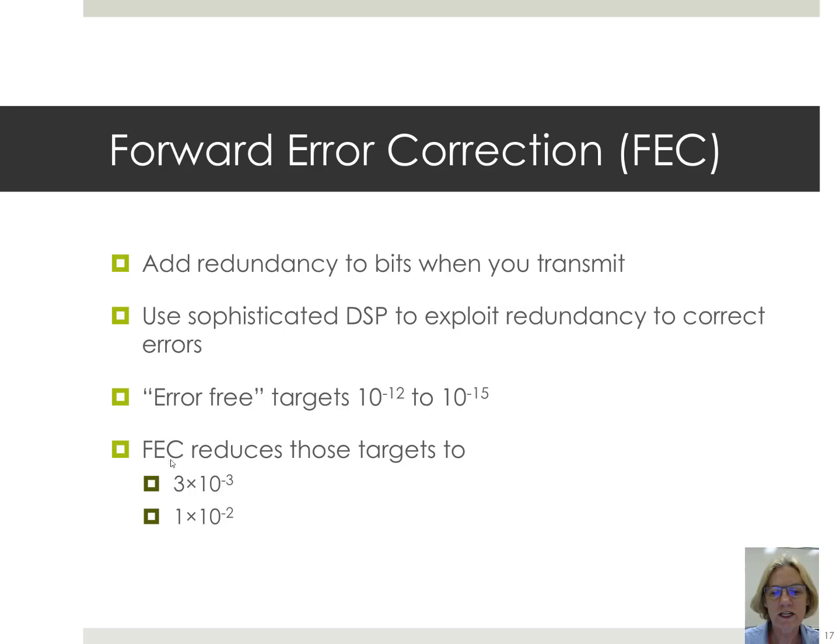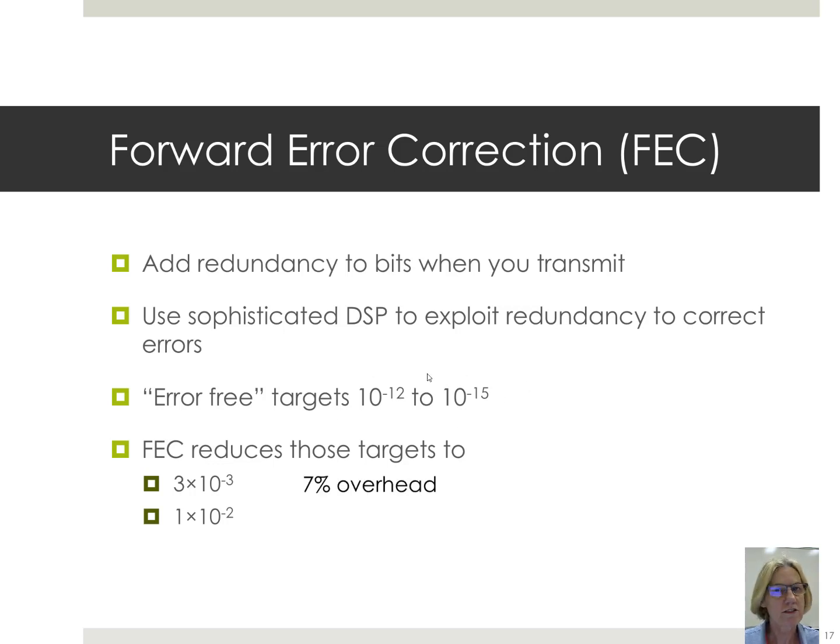I mentioned 2 levels here. These are known as thresholds. So if my bare channel with no correction can reach these levels, then when I add forward error correction, I'm going to be able to hit these what we call error-free targets.